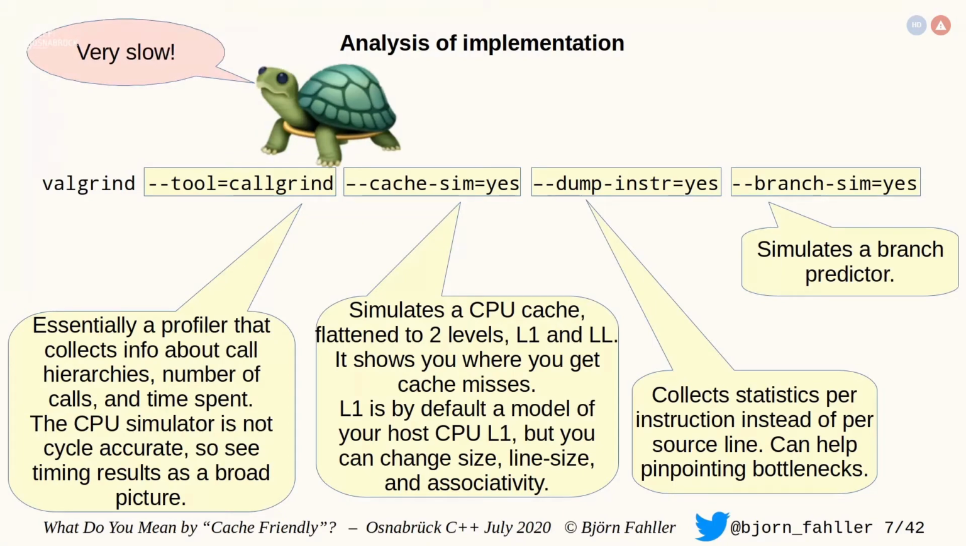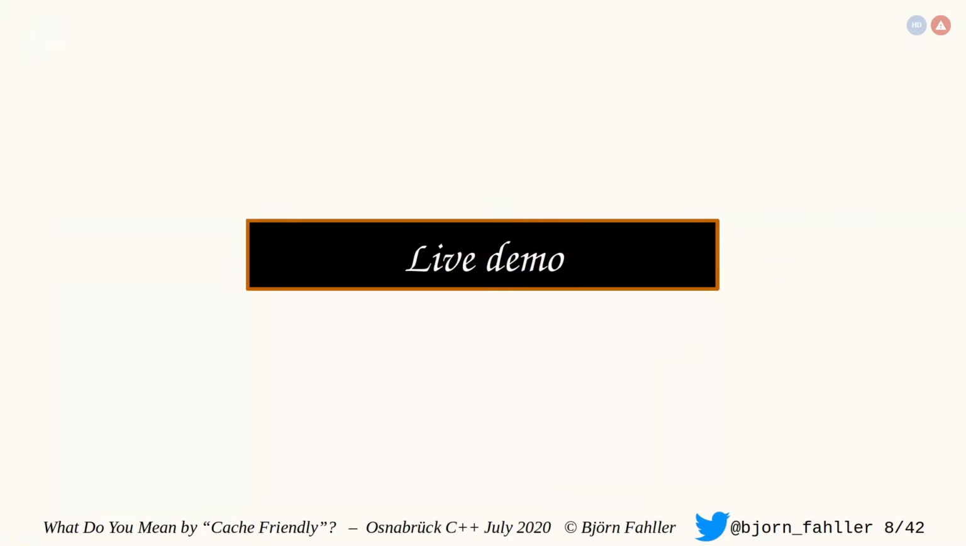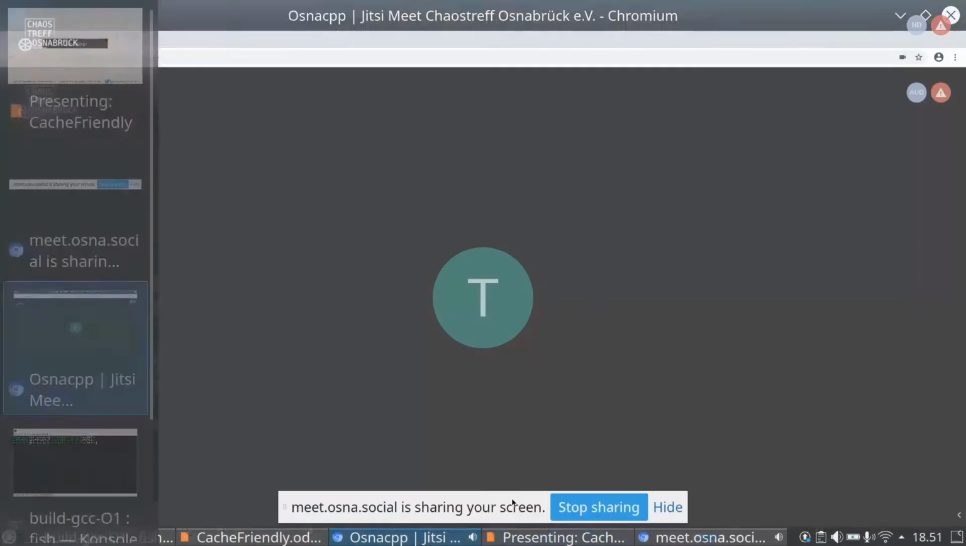It is extraordinarily slow. Getting a 20 times slowdown compared to running native is not even unusual. It can be much slower than that, 100 times slower. But you can get a lot of information out of it. So let's see if we can find something out from this.